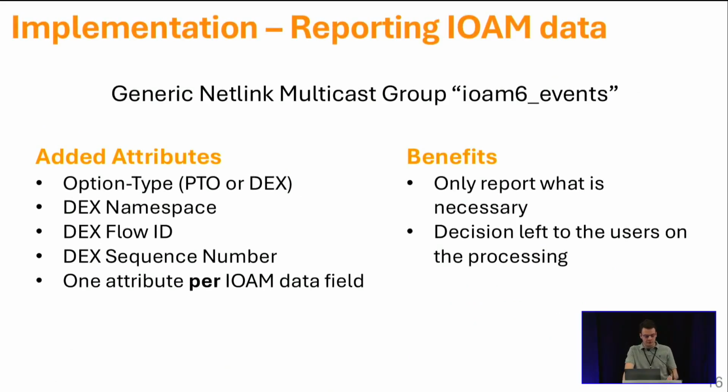Okay, onto the reporting of the IOAM data with generic netlink. We decided to reuse the existing group, which is named IOAM6 events, but we decided to add a few attributes. First, we added an attribute to be able to distinguish between the preallocated trace option type and the direct exporting. Then we added three attributes for the direct exporting: namespace, the flow ID, and the sequence number. And finally, we have one attribute for every IOAM data field that can be exported or collected. The benefit of doing so is that we only report what is necessary, so we save a bit of memory and processing time. And also, the decision on what to do with that telemetry data is left to the end users.